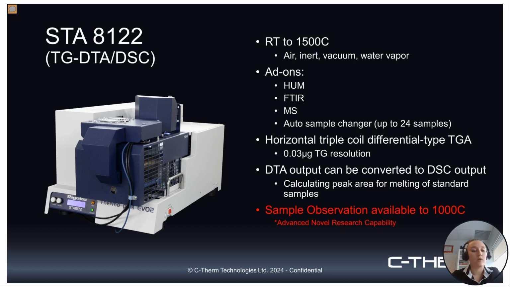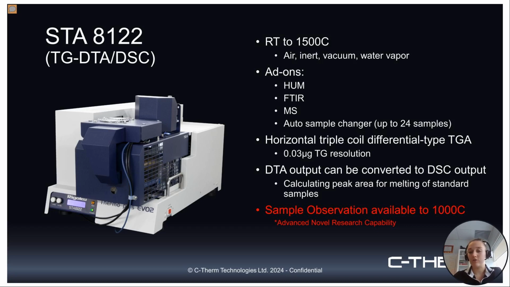So again, we are going to be focusing on the STA here today. This is a combined system, a simultaneous thermal analyzer, which is a combined system of TG and DTA or DSC. My colleague Hitoshi will go a little bit more into detail about the system and about how it works. Just at a very high level, the system can reach up to 1500 C, and you can test in multiple different environments such as air, inert, vacuum, and water vapor atmospheres.